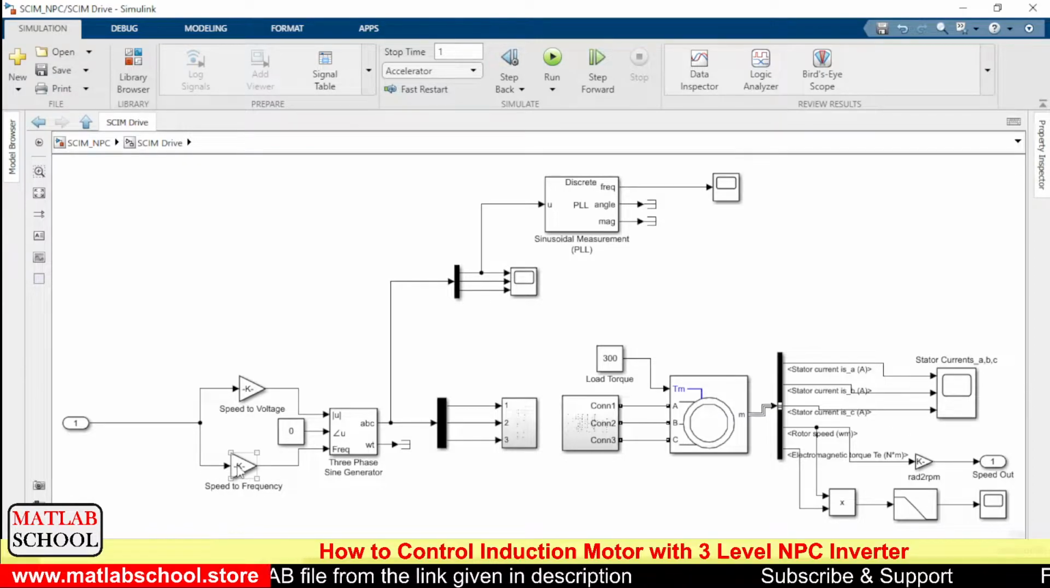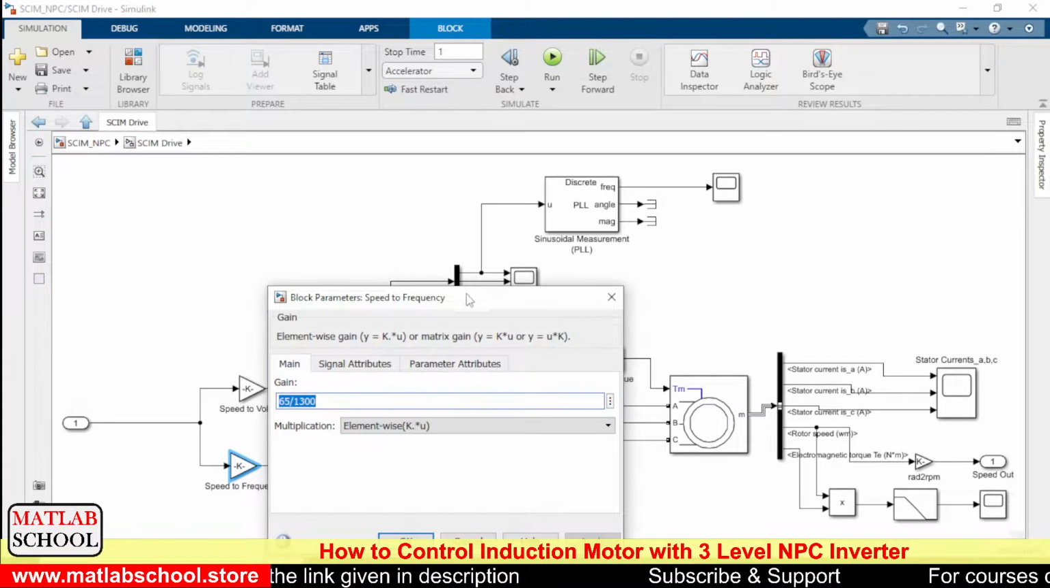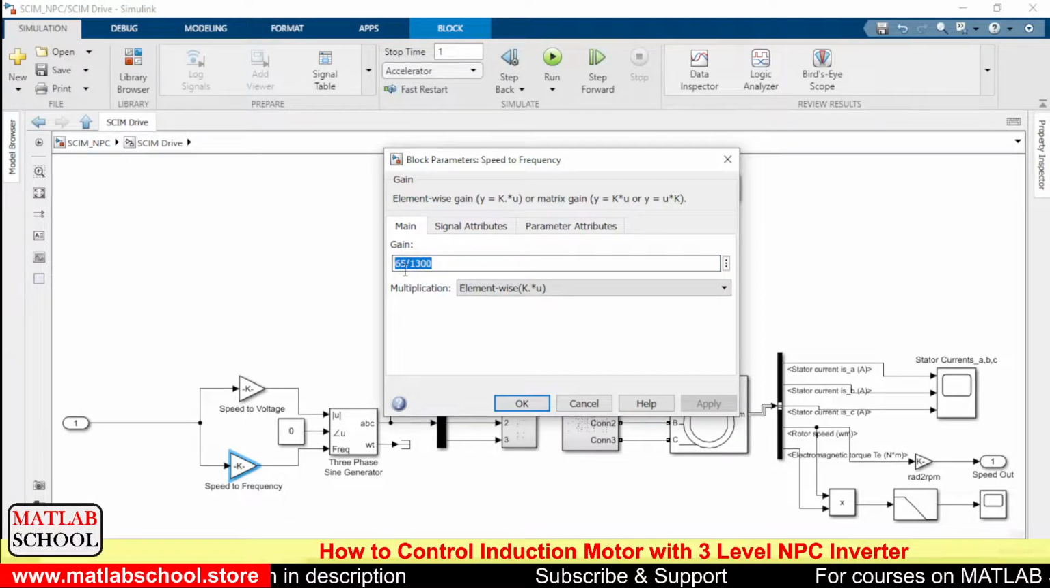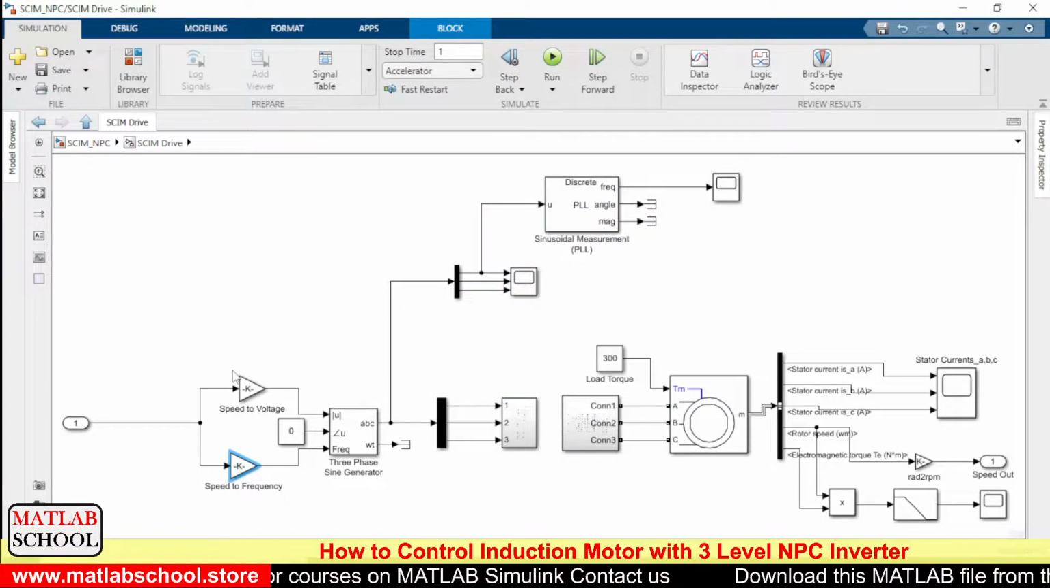So through this leg, we are giving the frequency. Since the maximum frequency is 65, we are converting the speed to the range of 0 to 65. Then this three-phase sine generator will produce a three-phase signal based on the input that it gets as magnitude and frequency. The three-phase output will be given to the next stage.